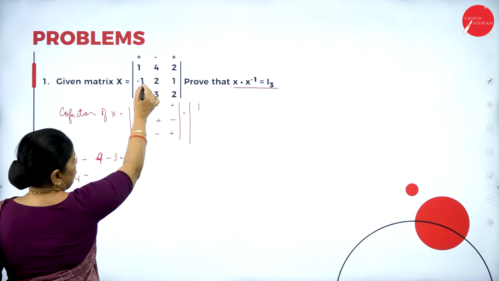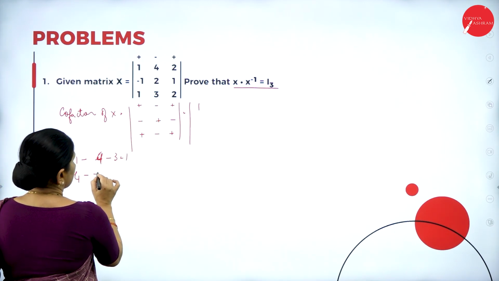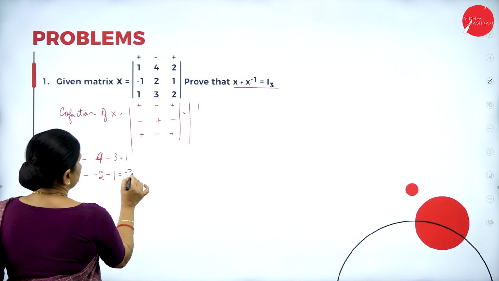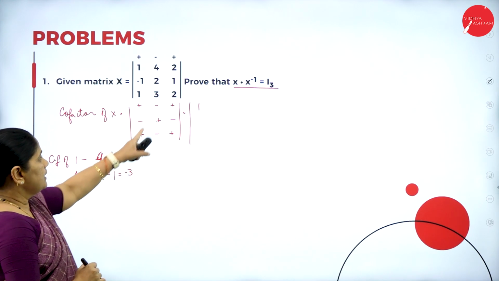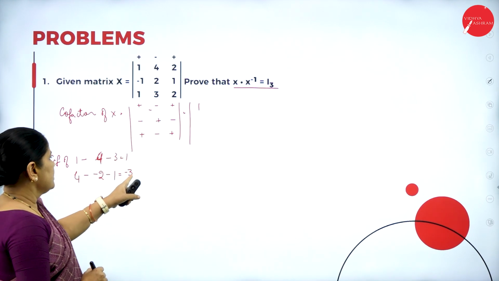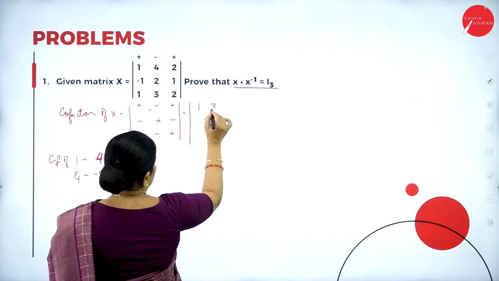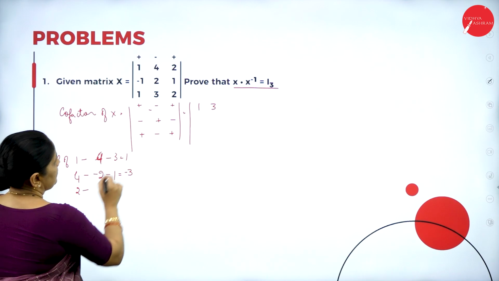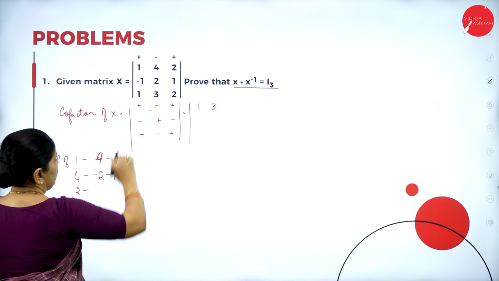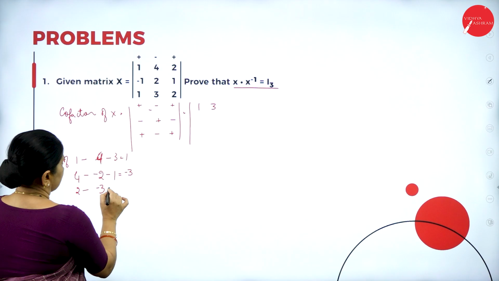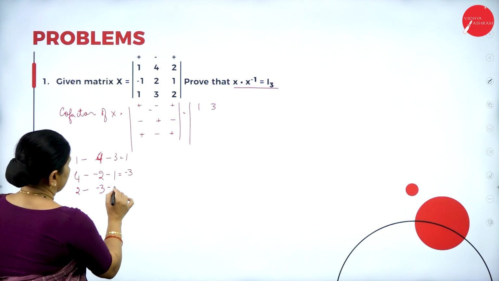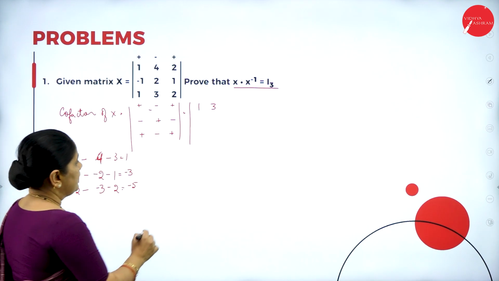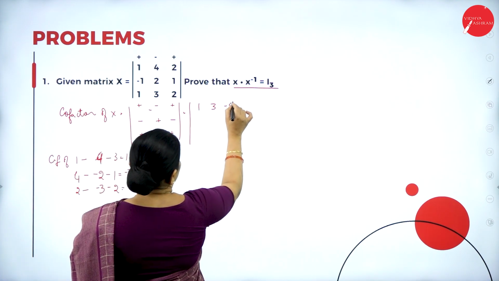Then the cofactor of 4. Cofactor of 4 will be minus 1 into 2 is minus 2 minus 1. That will be minus 3. Minus 3 and there is already a minus sign here, so it will be plus 3. Next, cofactor of 2. Cofactor of 2 will be minus 1 into 3 is minus 3 minus 2 into 1 is 2. That is equal to minus 5. So, I write it as minus 5.